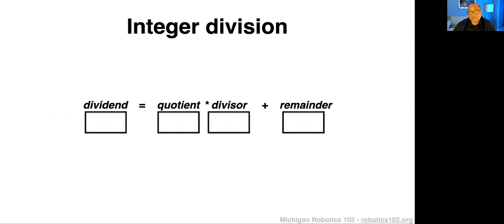So let me just pick some numbers at random. Let's say that our dividend is going to be 7,894. And let's try a divisor of 548. Great. And so now if we just chose those numbers arbitrarily, now we can figure out what the quotient and the remainder have to be to satisfy this relationship.